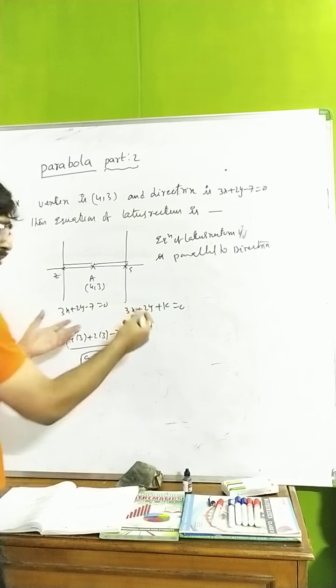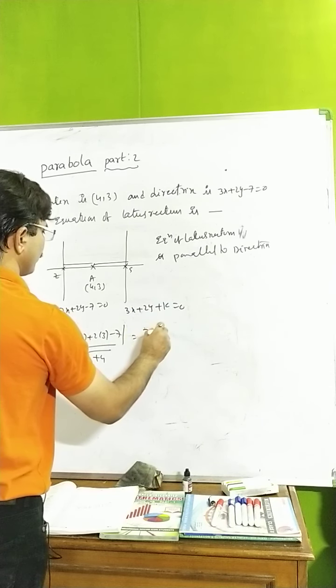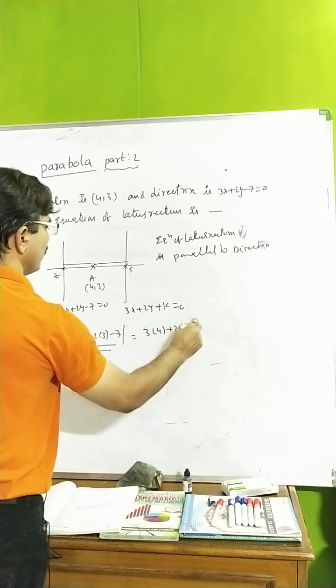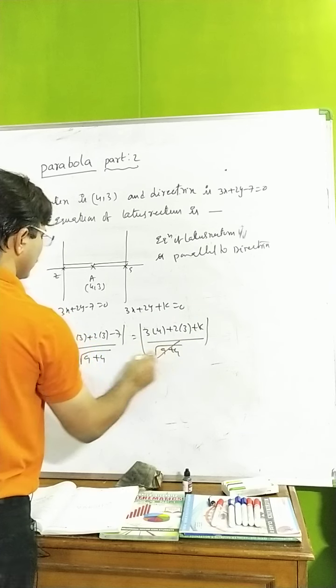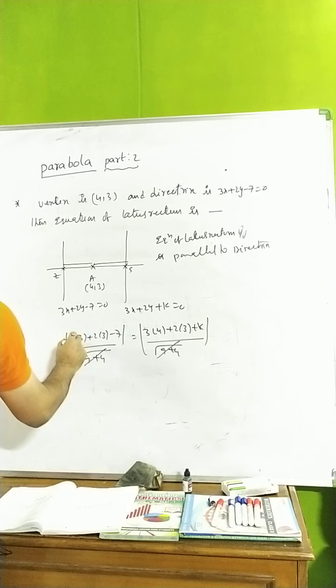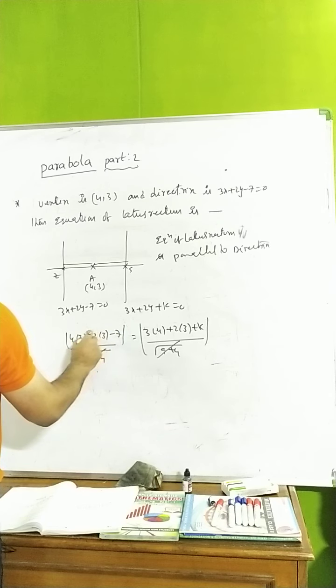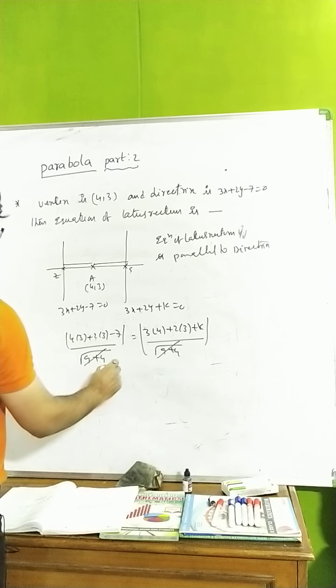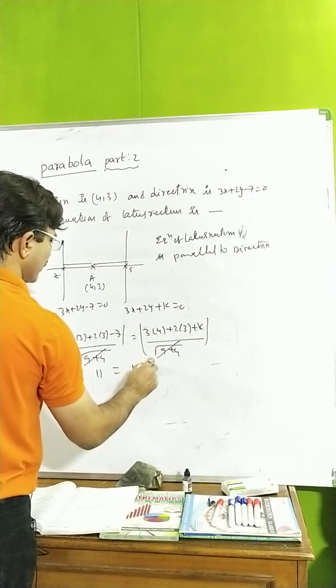How are we going to get the value of k? What will you get here? 3 into 4 plus 2 into 3 plus k divided by under root of 9 plus 4. Need not worry, the denominator is gone. Here it is 12 plus 6, 18, and on the other side 7 is there. That means here we are getting 11, and here 12 plus 6, 18 plus k.